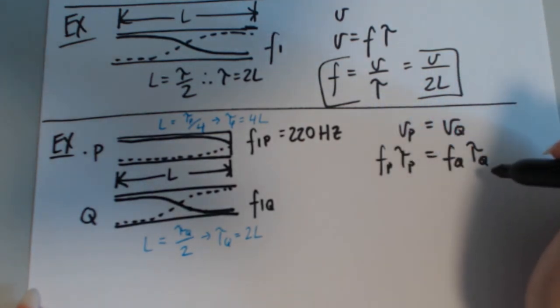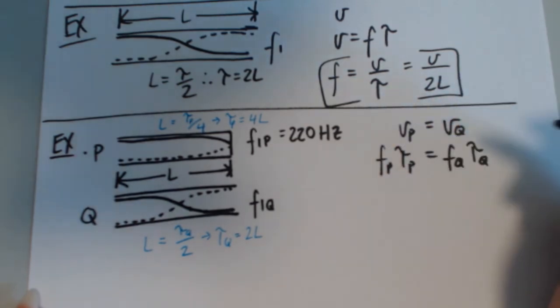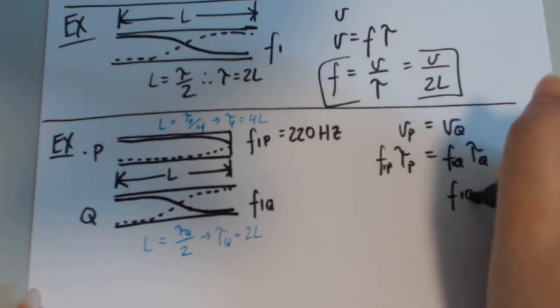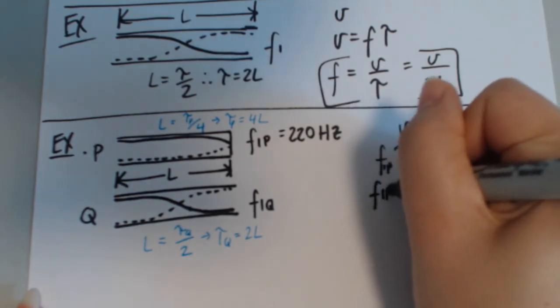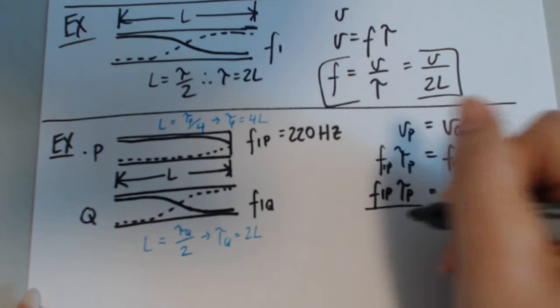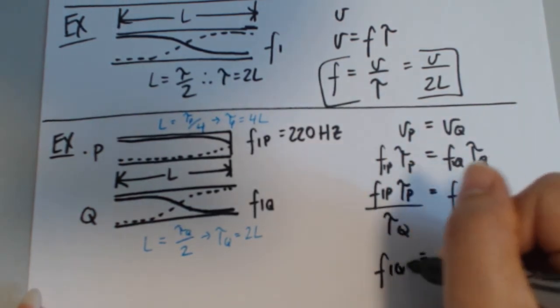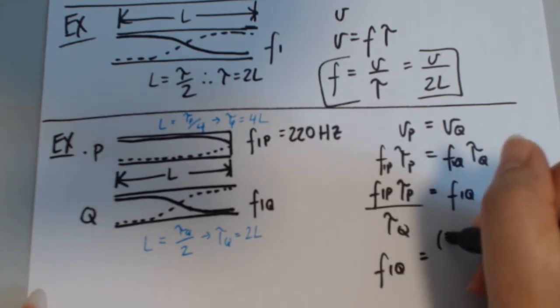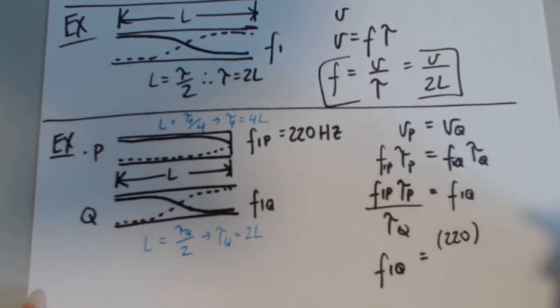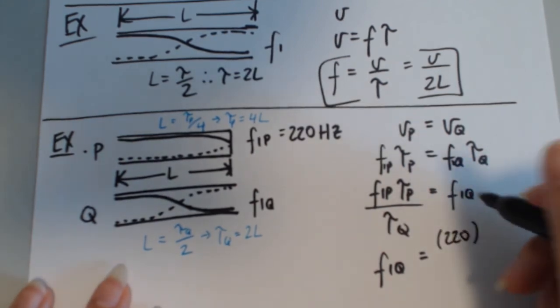Now, what are we looking for here? We're looking for F1Q specifically, so we'll just stick those ones in there. Okay, so F1Q is equal to F1P times lambda P over lambda Q. So F1Q is equal to F1P, that's 220 Hertz. Hertz is SI, the International System of Units, so I can just plug it in like that.